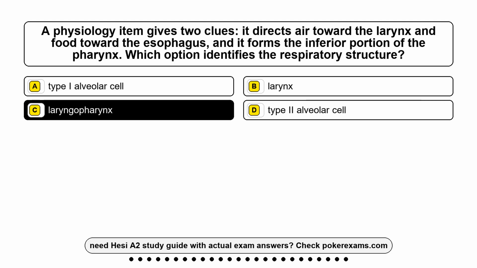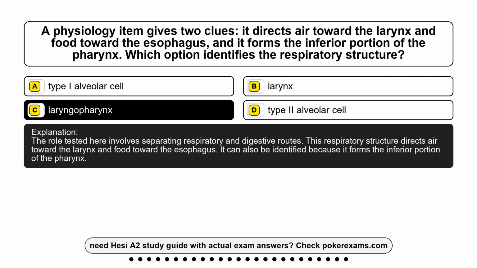The correct answer is option C, laryngopharynx. The role tested here involves separating respiratory and digestive routes. This respiratory structure directs air toward the larynx and food toward the esophagus. It can also be identified because it forms the inferior portion of the pharynx.